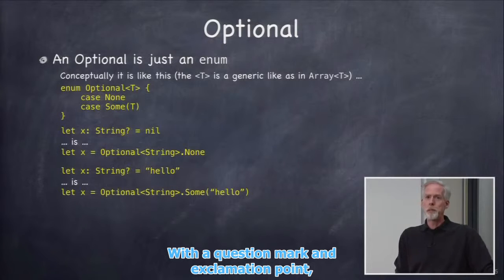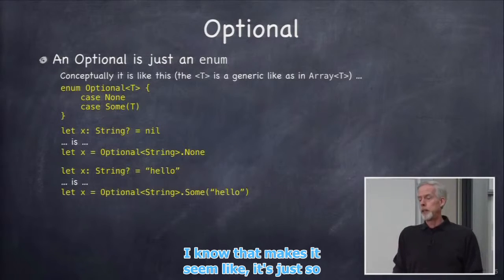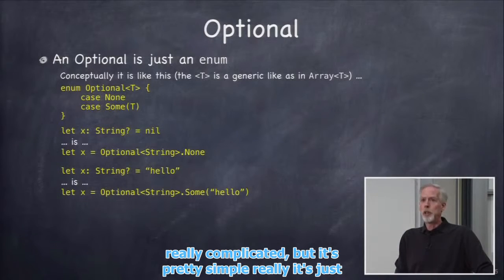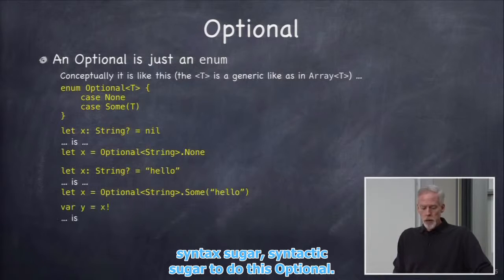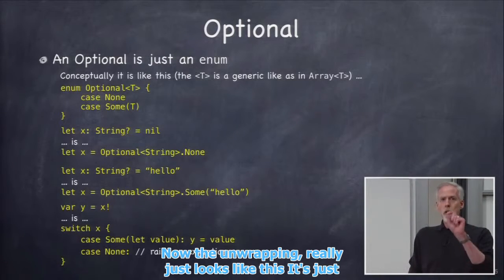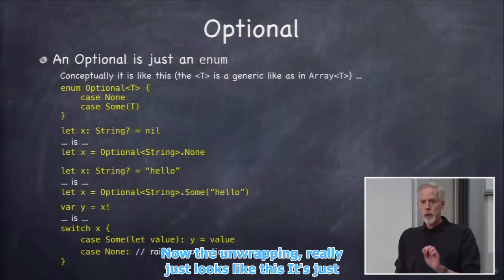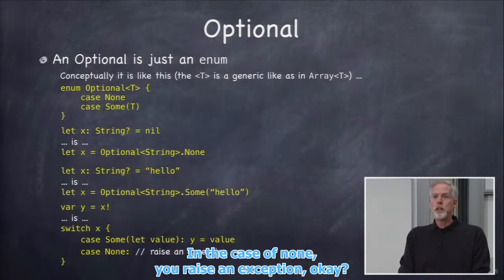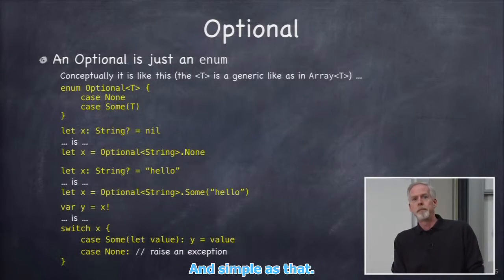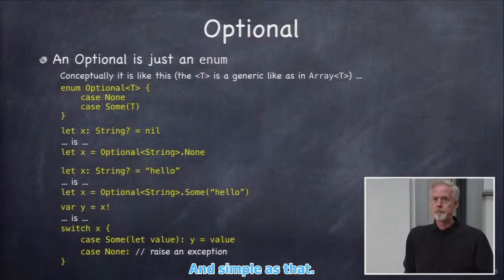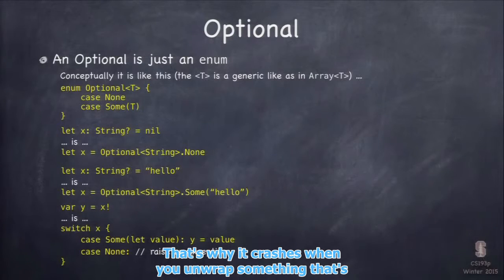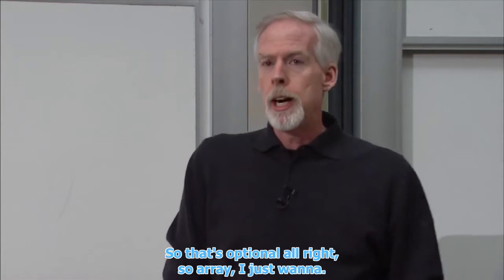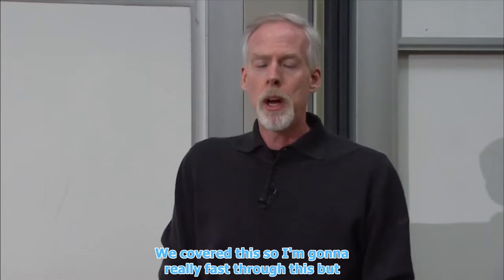The question mark and the exclamation point, I know that makes it seem like, whoa, it's really complicated, but it's pretty simple, really. It's just syntactic sugar to do this optional. Now, the unwrapping really just looks like this. It's just a switch. And in the case of some, you give the value back. And in the case of none, you raise an exception. Okay? Simple as that. That's why it crashes when you unwrap something that's nil. Okay, so that's optional.